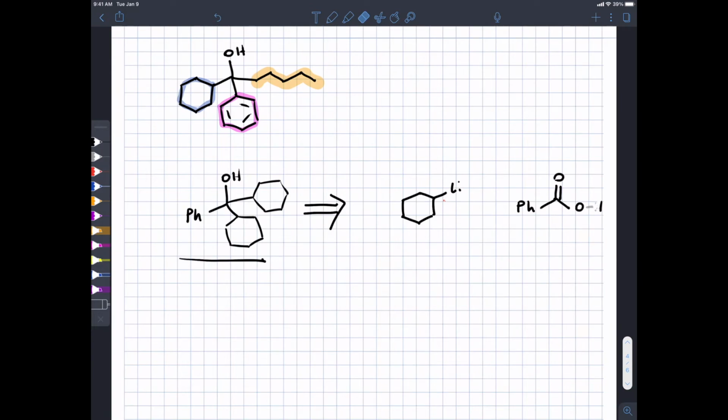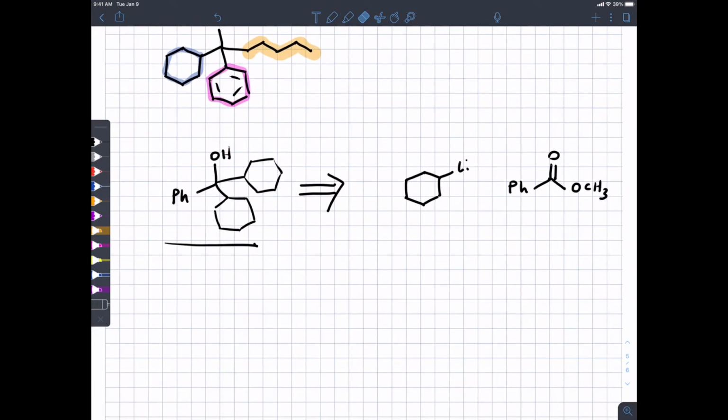But in any case, you were mentioning I could have had, say, the ester, right? And then the ester would react with two equivalents of that organolithium reagent. We would have an intermediate ketone which would go on to react again, and there we go.